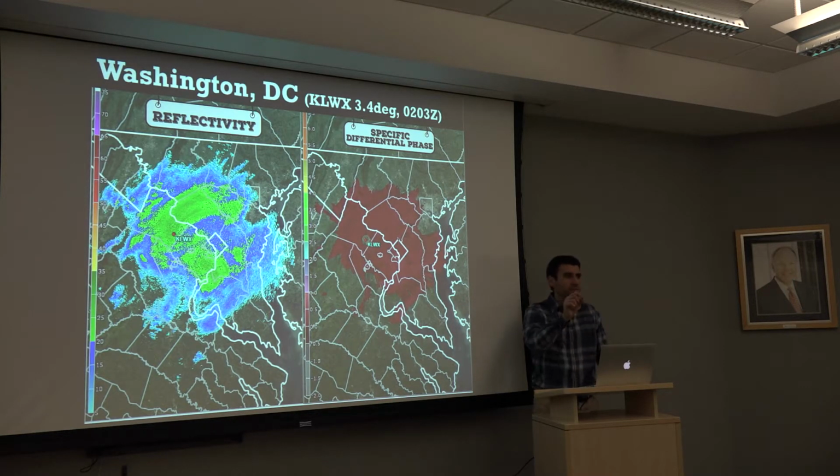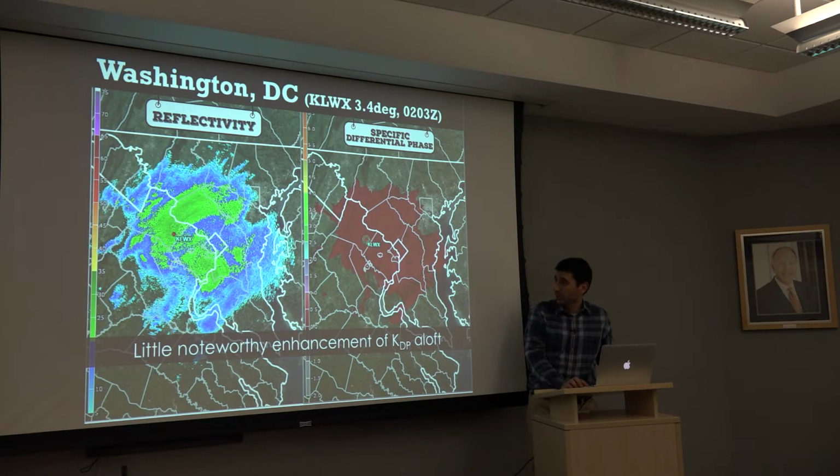And you could be sampling, too, if you had GR open or some other radar program open, to see what those actual values are. There isn't really much of an enhancement of KDP aloft, looking 10 to 20,000 feet above the ground in that ice crystal generation region, where we're just starting to see some enhancements of reflectivity.